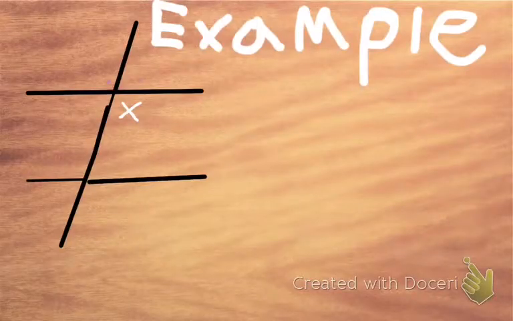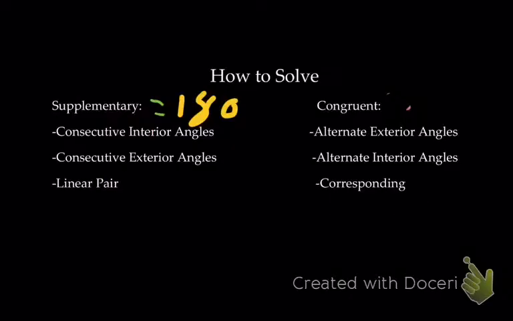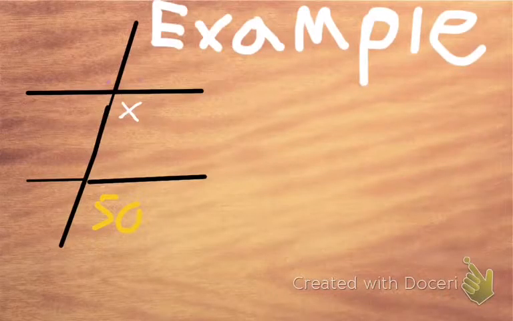So for an example, let's put 50 right here, and let's put 50 right there. These are corresponding to each other, since one's on the outside and the other one's on the inside, but it's on the further end. So if you look back, it's corresponding, so it's congruent. So x equals 50 degrees.